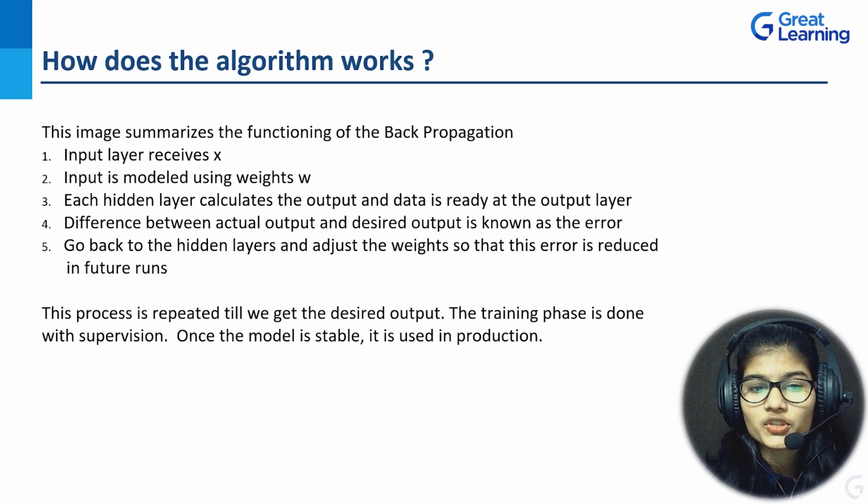Okay, now what we do, after all of the sorted things are done, we go back to the hidden layers and adjust the weights so that this respective error is reduced in future runs. Whatever error we are having, so as to reduce it, we go back to the hidden layer and adjust the weights. This procedure is repeated until we get the desired output.